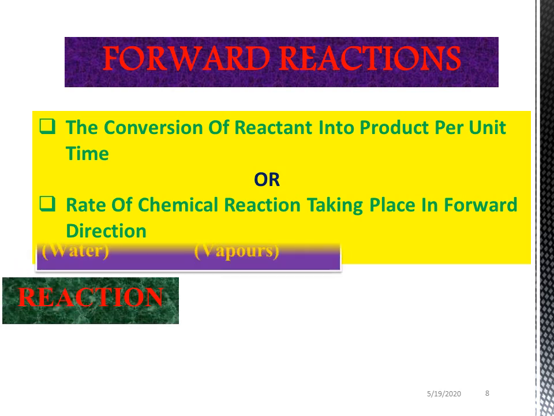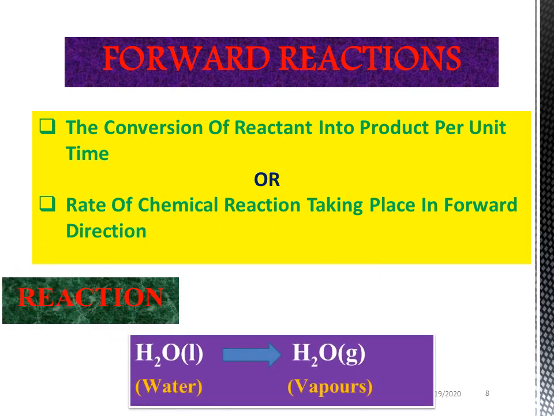Let us look at this reaction. Here you can see that when we give heat to this water molecule, it will evaporate and will give us the gaseous water vapors. So it changed from the liquid phase to the vapor phase. So this is the forward reaction because it proceeds from left to right.